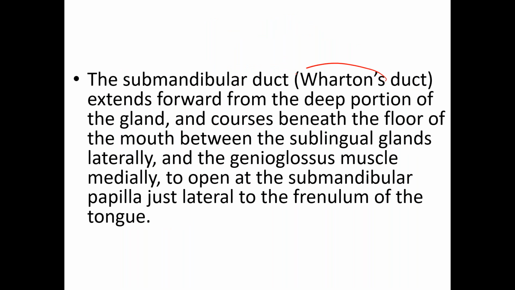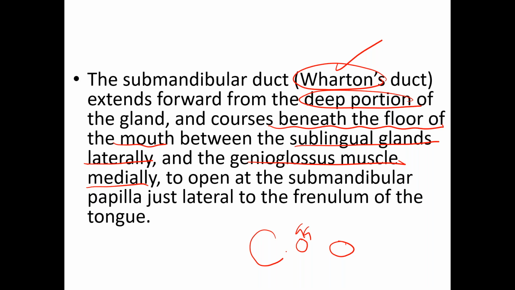What is the submandibular gland duct called? It is Barton's duct. It extends from the deep portion of the gland beneath the floor of the mouth, between the sublingual glands laterally and the genioglossus muscle medially. So if you take that, this is the genioglossus muscle, it will be there over here. The submandibular gland is here. So when you take the Barton's duct, where does it pass?